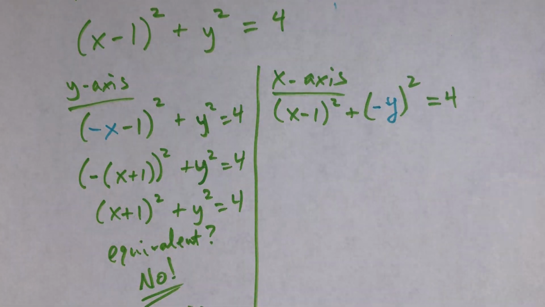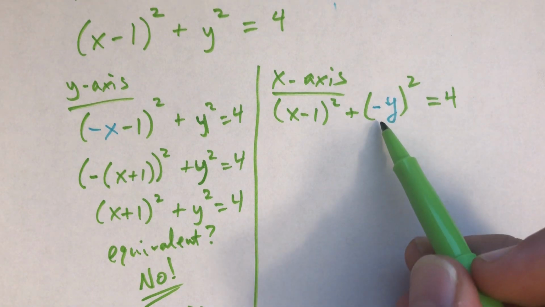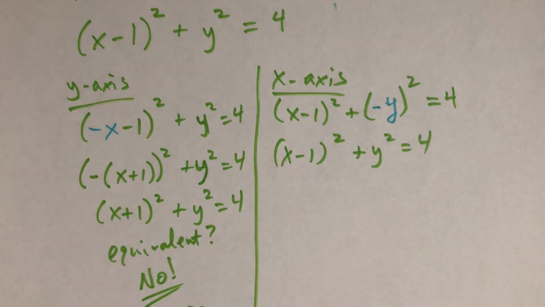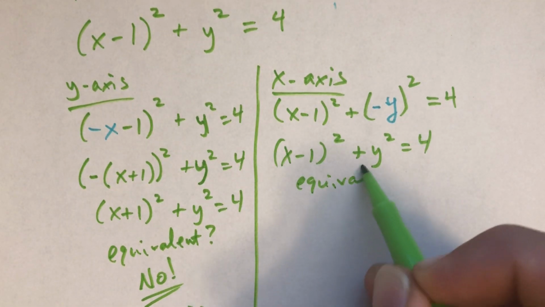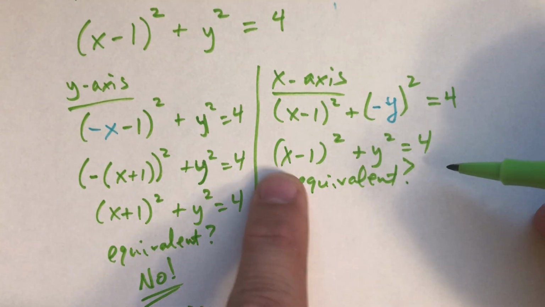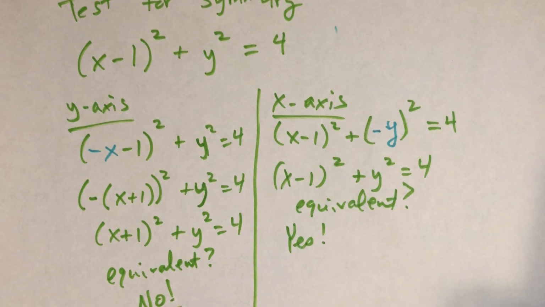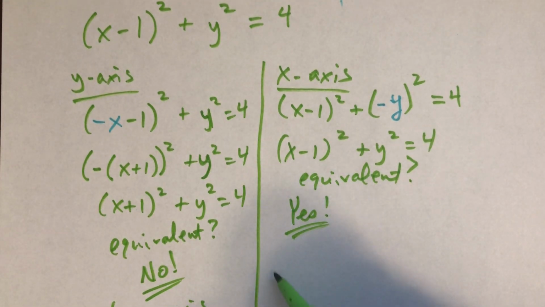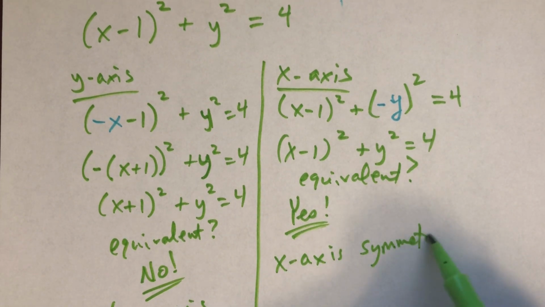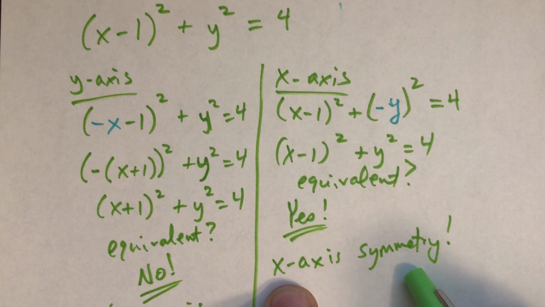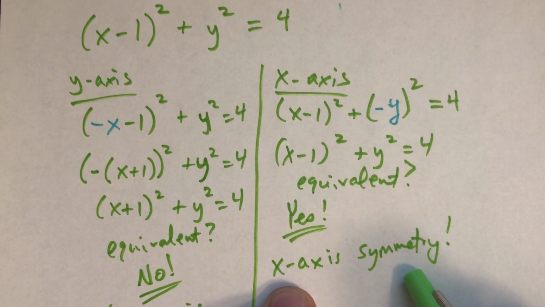Okay, so we can simplify this a little bit. That's just going to make it positive. So we got (x minus 1) squared plus y squared equals 4. And then we check, is it equivalent? So we reference back to our original equation, and it is. It's the same. So we say, yes, it is equivalent. So then we say there is x-axis symmetry. So if we were going to go and draw a picture of this, we would know that it should look the same on both sides of the x-axis.